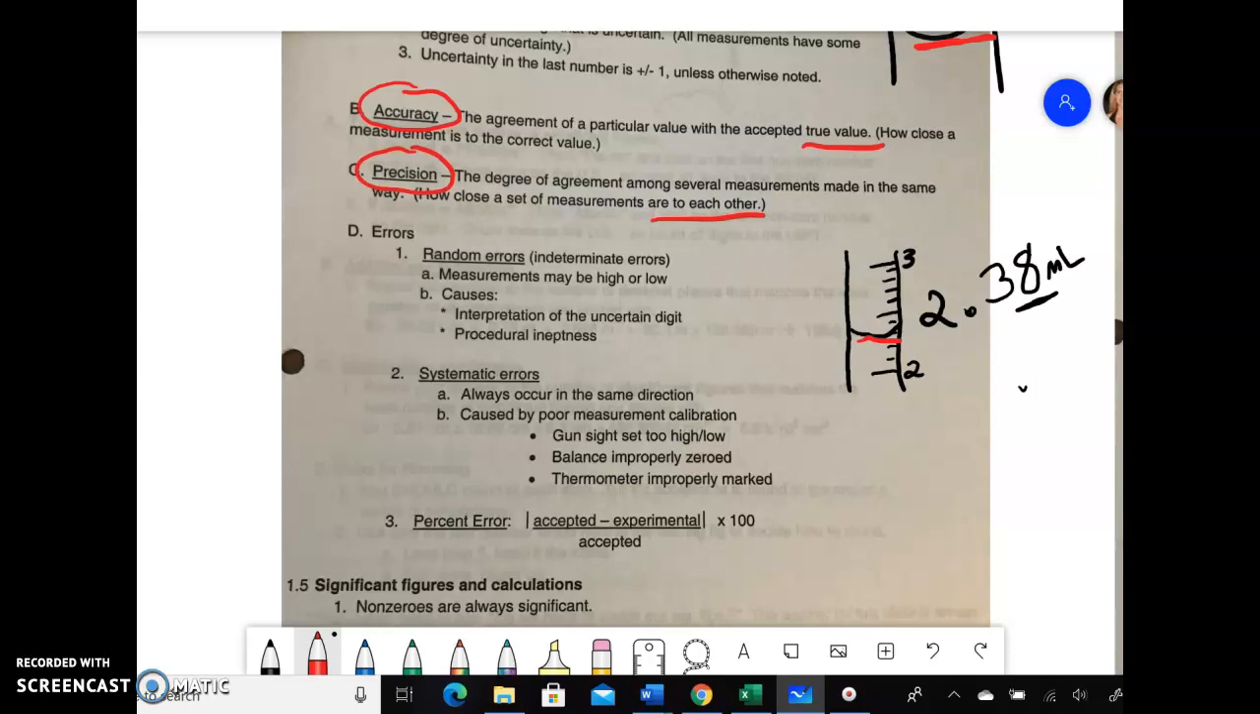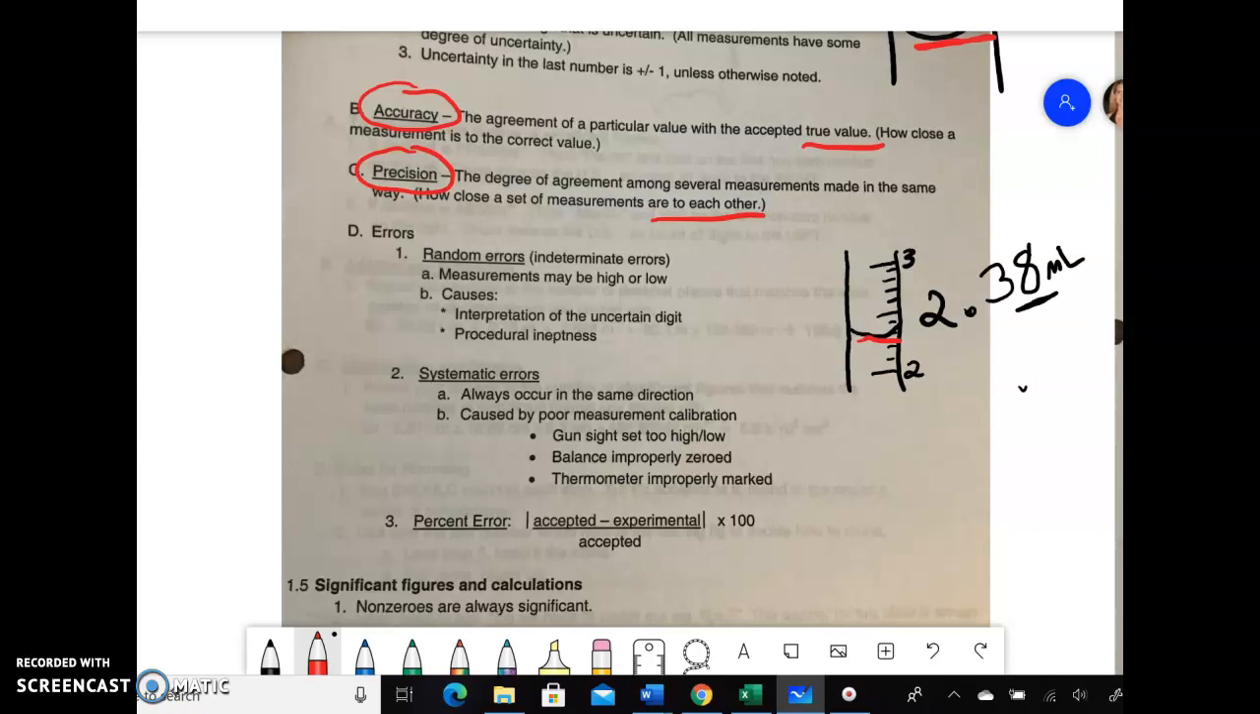And then the last one is percent error, which is the way that scientists calculate, it's kind of like their grade when they do a lab. So it's actually the opposite of how you do your grades. Like if you take a test and you get an 80% on it, that means that you got 80% right, so your percent error is 20%.